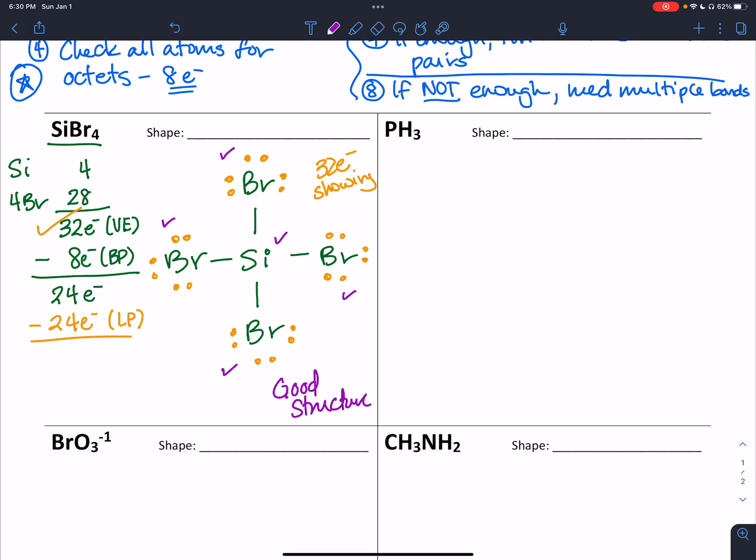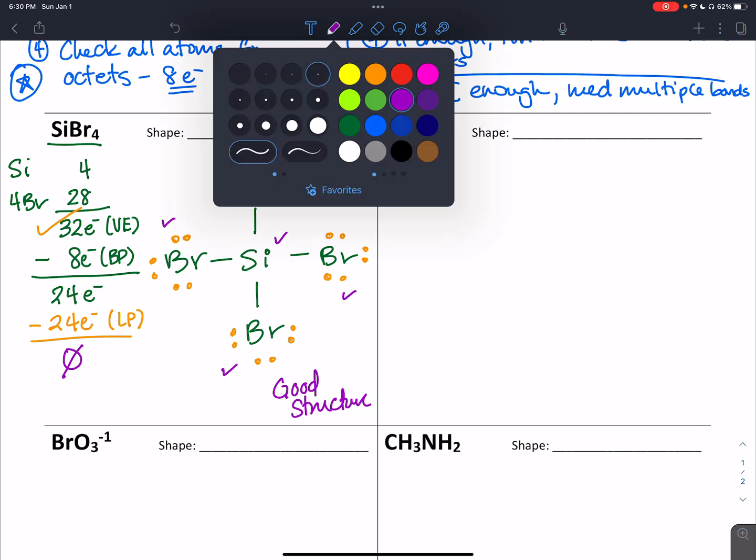All right. In the end, when you're finished, you should not have any electrons left. So make sure that your total is now 0. All right, so let's do this next one.